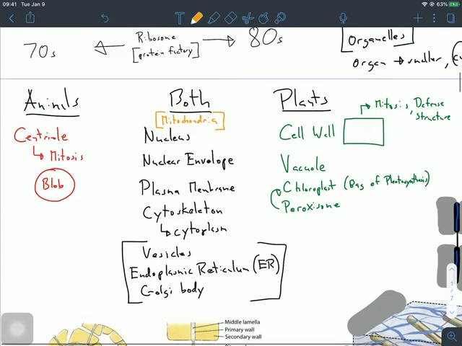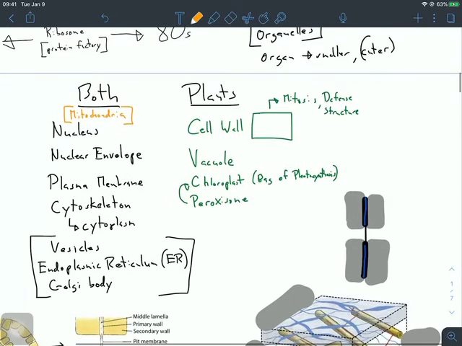So, those are our different organelles. Both plants and animals have mitochondria, nucleuses that have a nuclear envelope, plasma membranes that keep things in or out, a cytoskeleton that moves things around in the cytoplasm, and then the different components of the endomembrane system: vesicles, endoplasmic reticulum, and Golgi bodies. Plants additionally have a cell wall, a vacuole for water regulation, chloroplasts that perform photosynthesis, and peroxisomes that help with some function of photosynthesis.